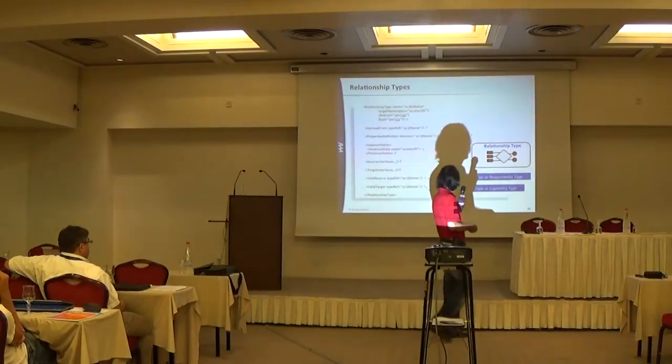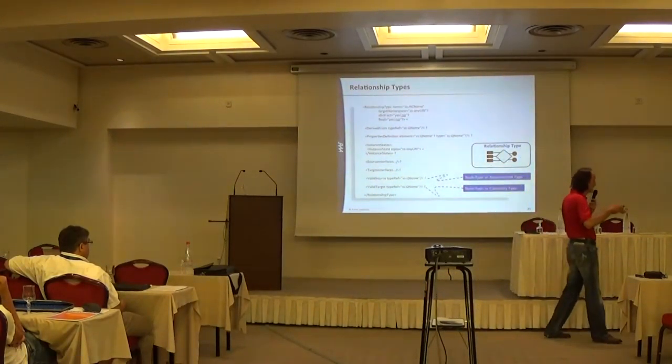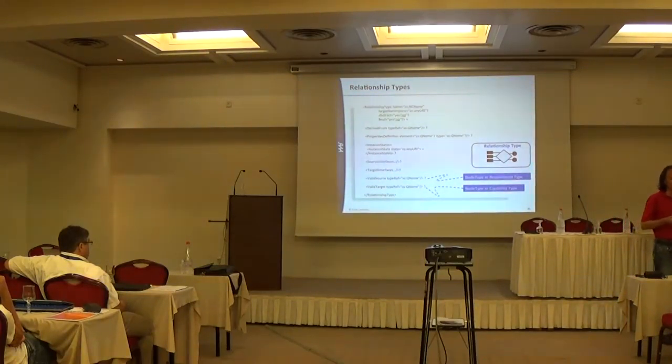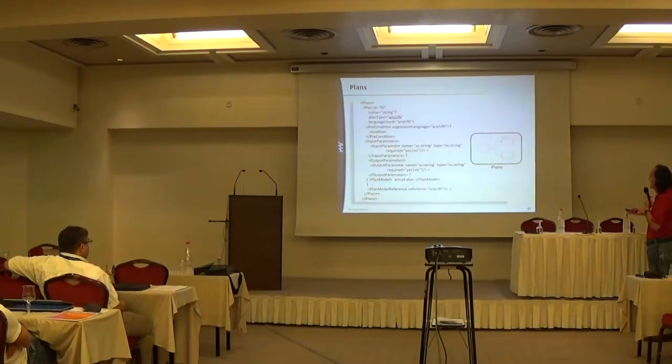And you have relationship types. Relationship types are used to link node types together into the structure that we call topology, right? And also relationship types have interfaces, because if you establish a relationship between two node types, the relationship needs to fiddle around with the source of it as well as the target of it. In order to establish a connection between an application server and a database, the relationship type needs to provide operations to get the host name from somewhere, and to start the DBMS before the connection can be established, and the like. And then you have plans.